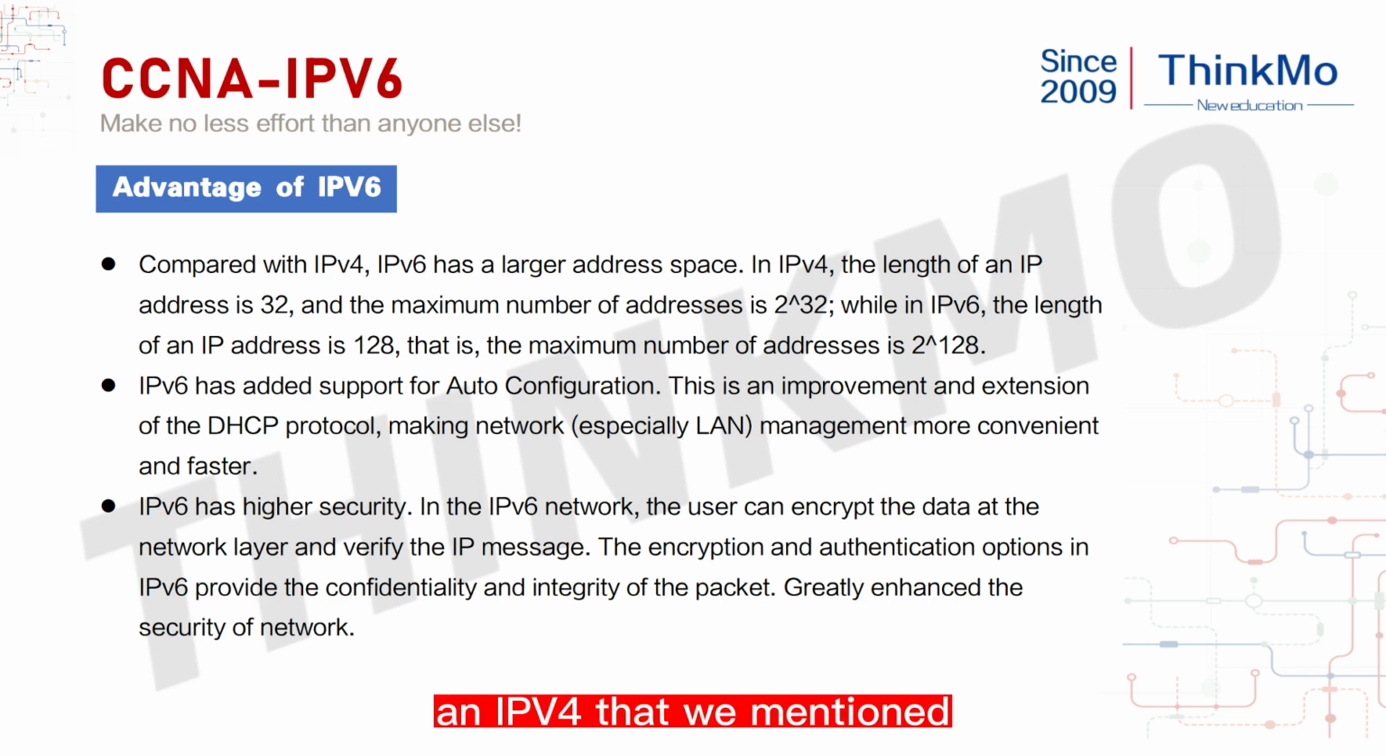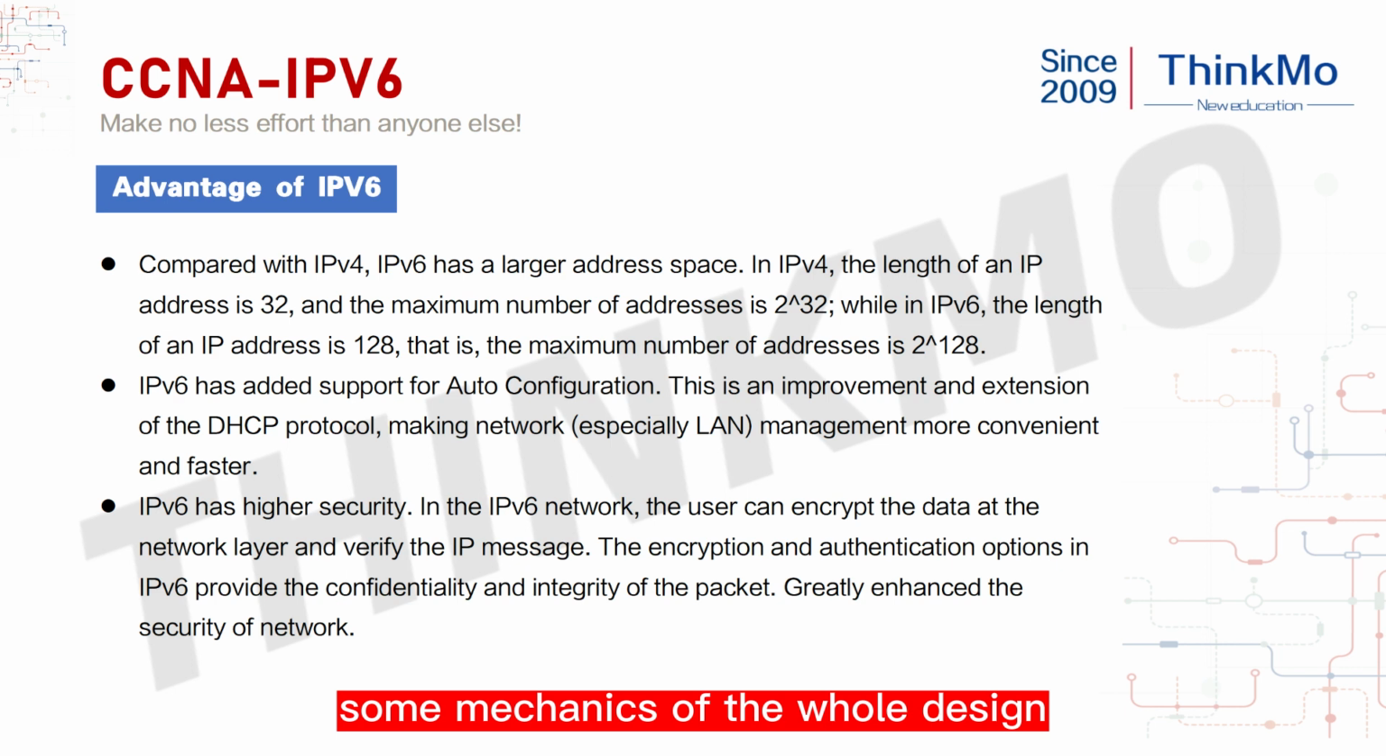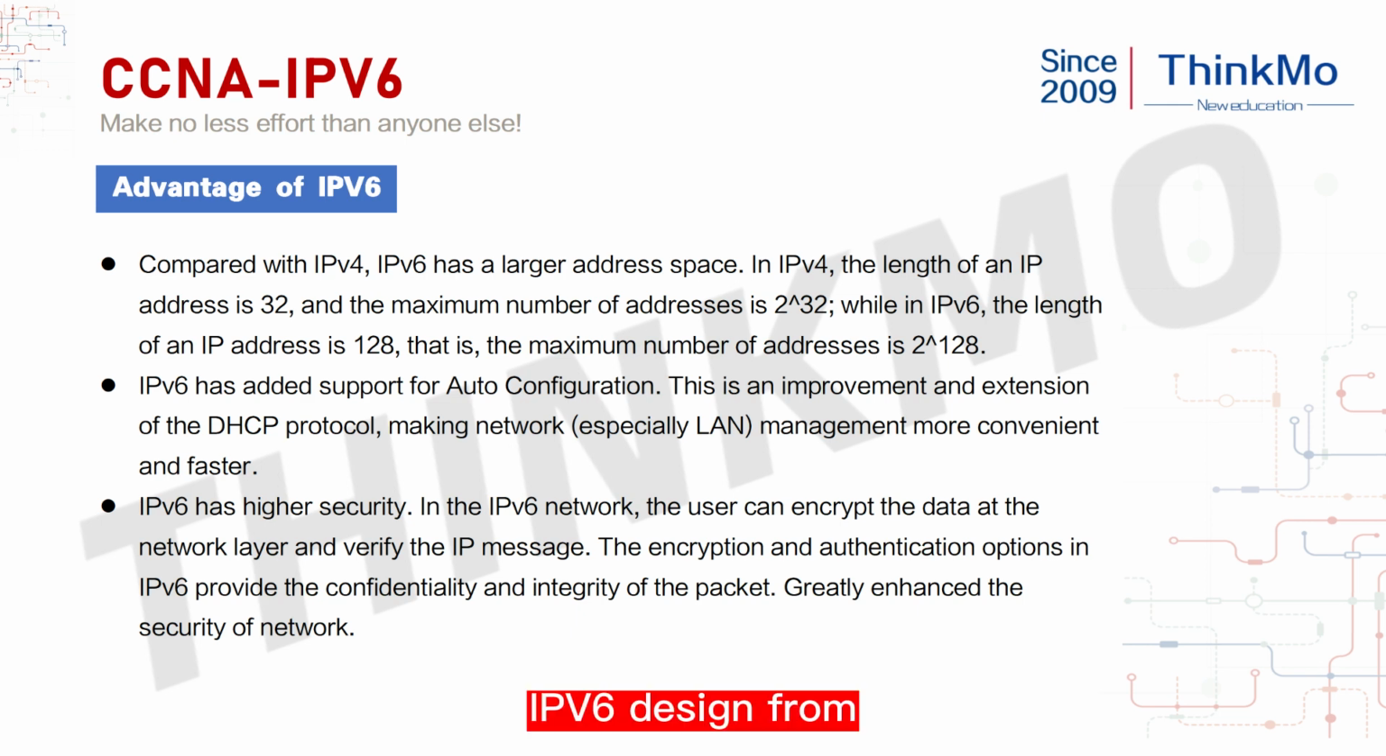IPv6 has many other advantages over IPv4 that we mentioned. The most important one is that IPv6 is fast. If you're interested, you can take a look at where exactly, especially in its packet fields. Some mechanisms of the whole design, including the traffic class and the flow label in the IPv6 header, are all designed for speed. IPv6 design has been streamlined in everything.